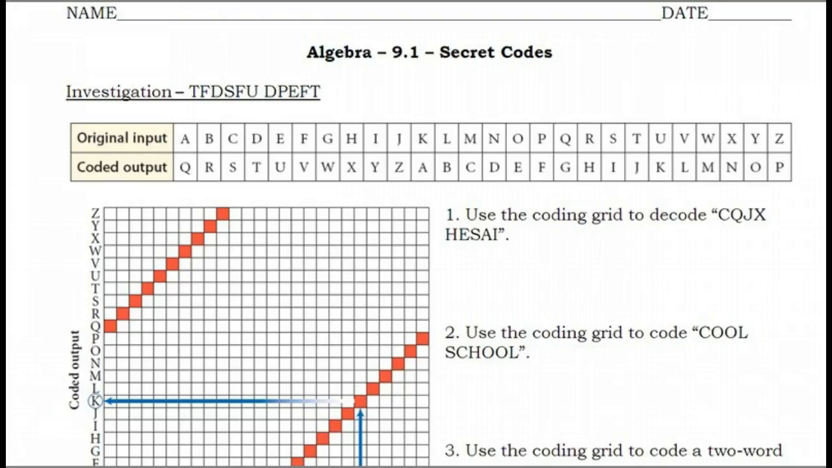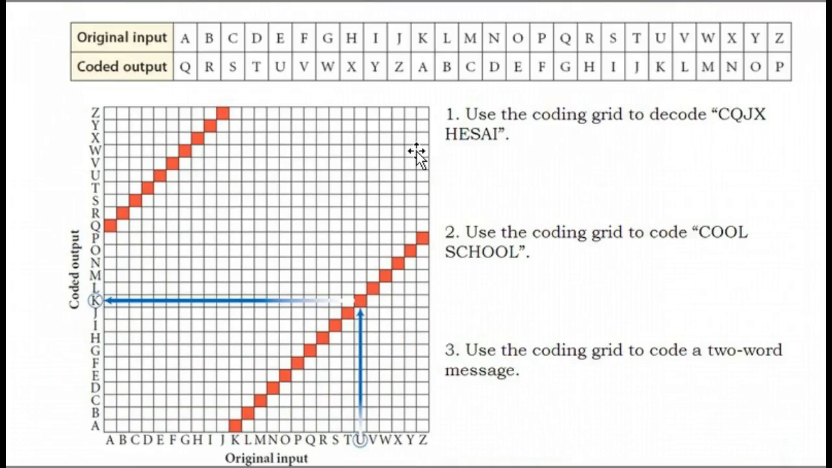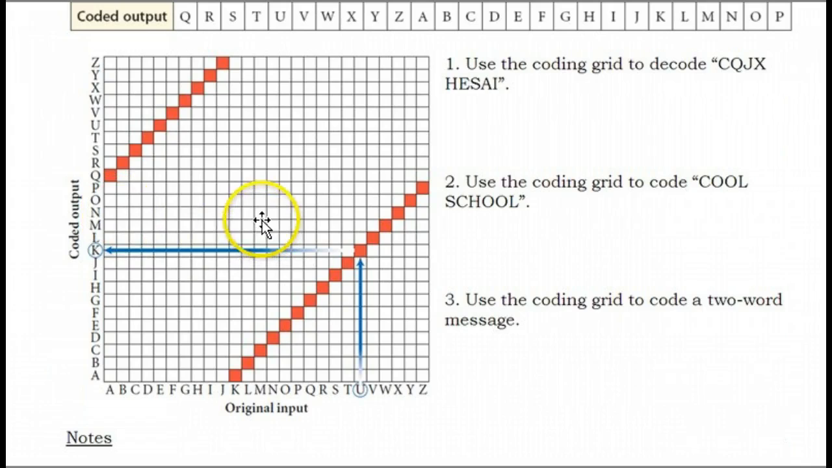This is Algebra, section 9.1, Secret Codes. So this starts with an investigation, and what it does is it gives you original input, that's just the letters of our standard alphabet, and then a code below that. So like if I wanted to code the letter A, I would replace it with a Q. If I wanted to code the letter B, I would replace it with an R, and so on. And that corresponds to this table right here, which shows the same thing.